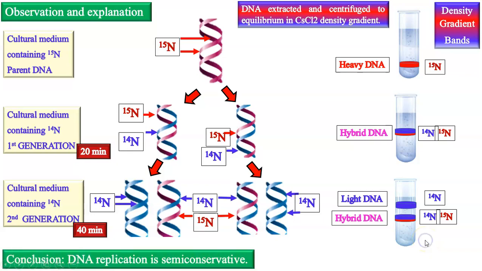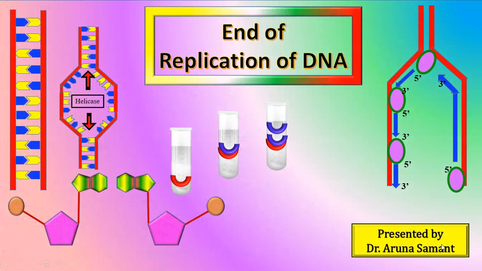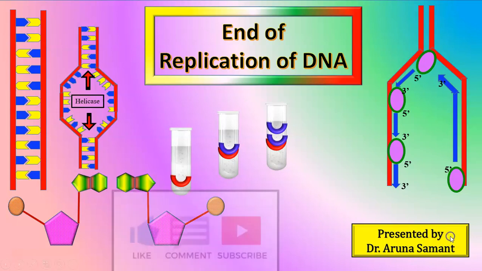Thus, we conclude that the semi-conservative mode of replication is followed, meaning that each strand in the DNA molecule serves as a template for the synthesis of a new complementary strand. We have come to the end of our discussion on replication of DNA.